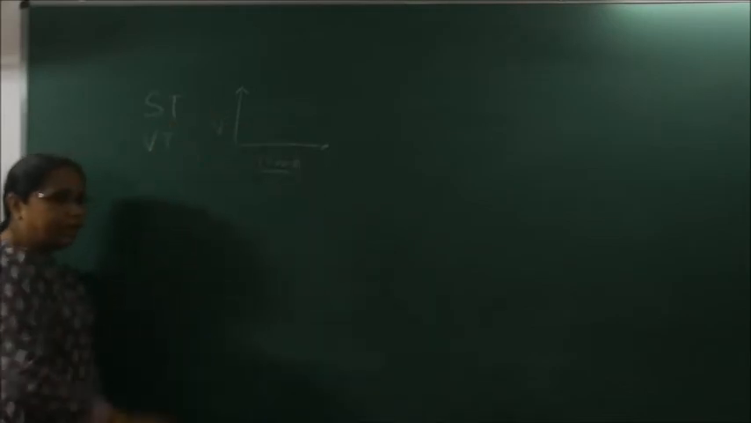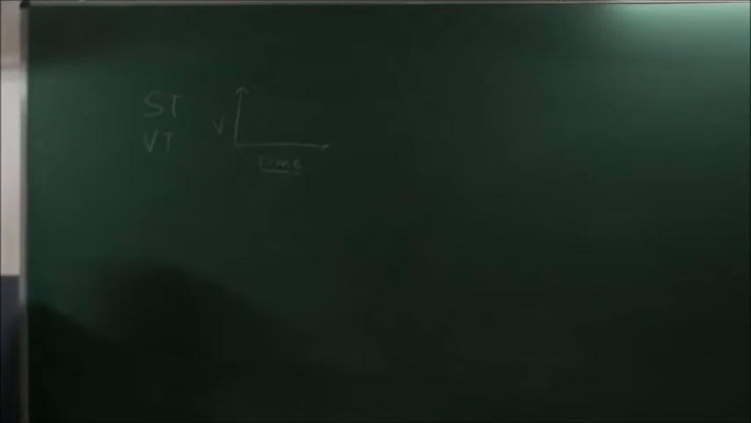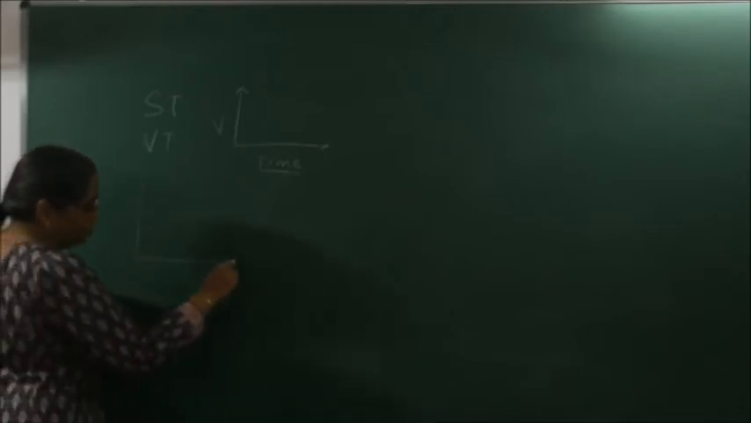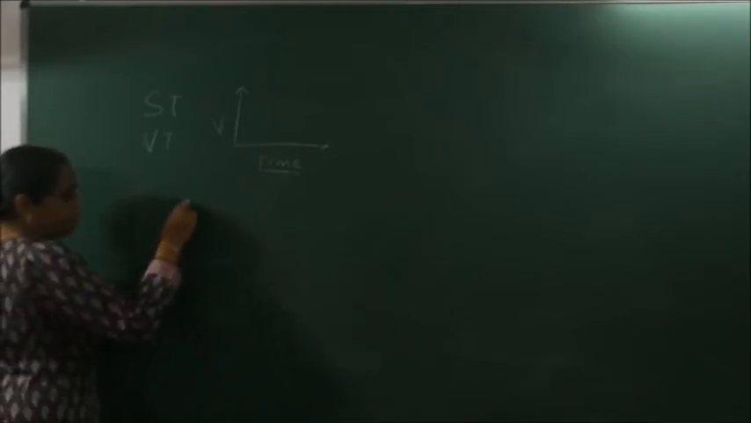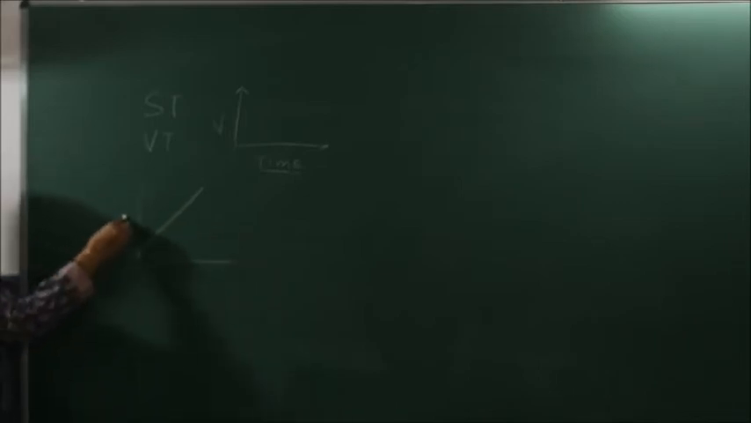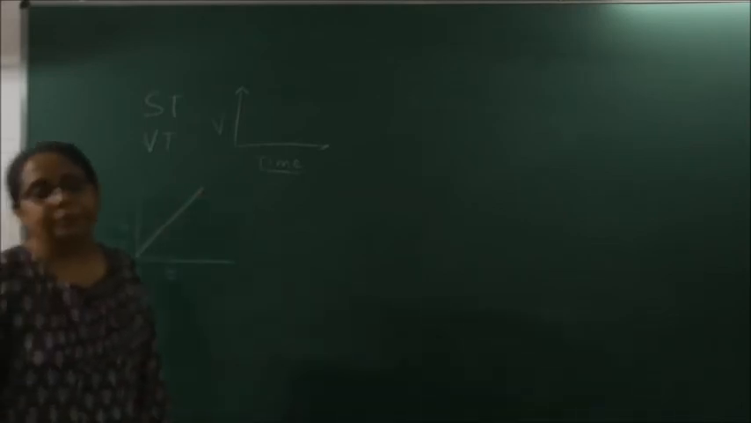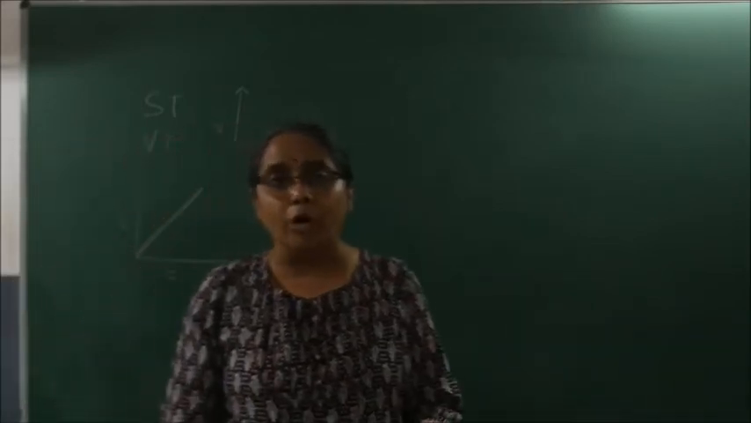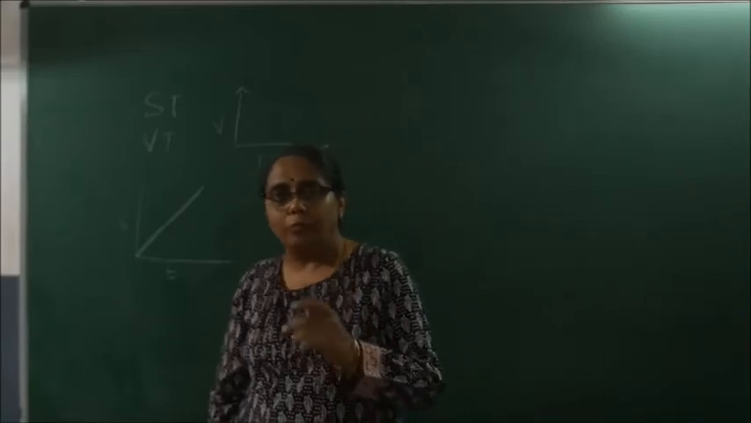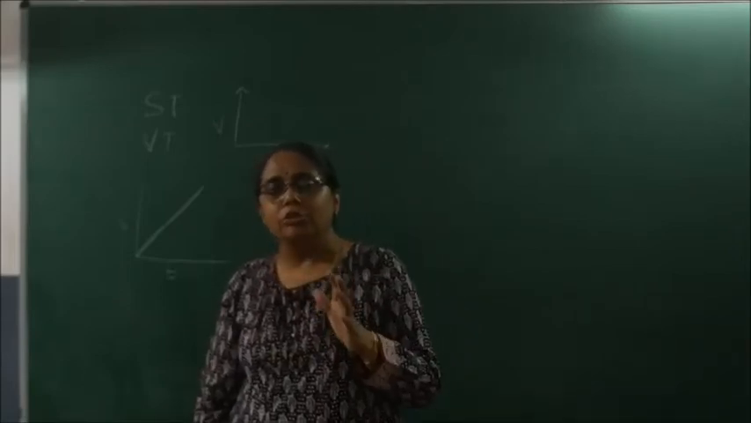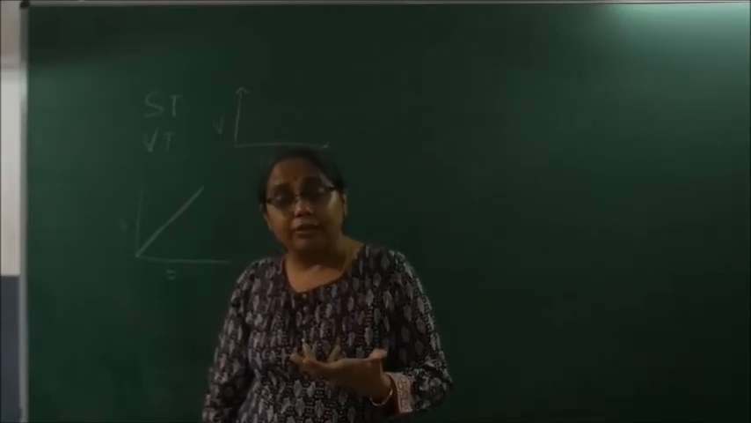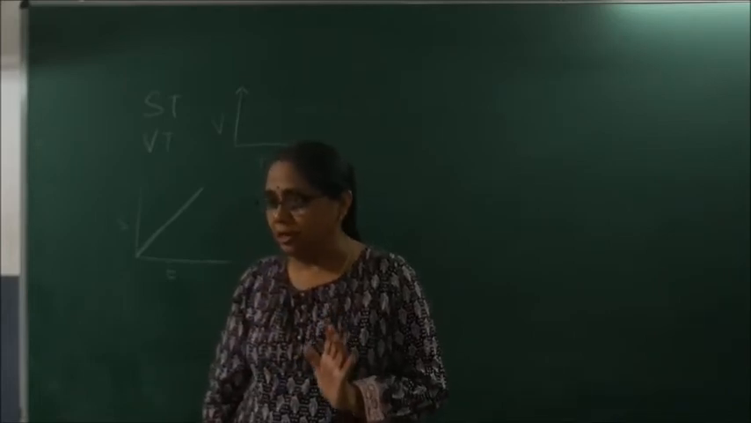taken on the y-axis. We studied that when the body is in uniform motion, the distance time graph is always a straight line passing through the origin. When you have a body which is moving with uniform motion, how do we calculate speed from this graph?